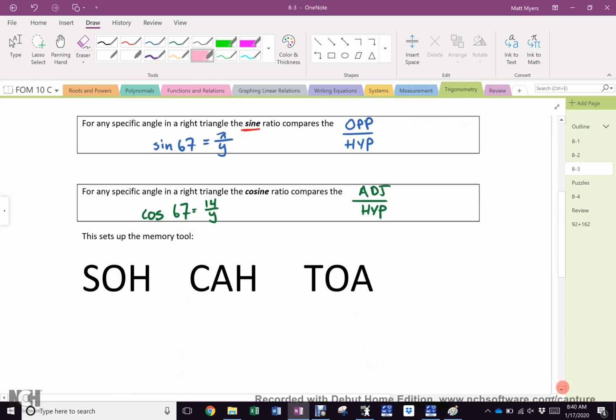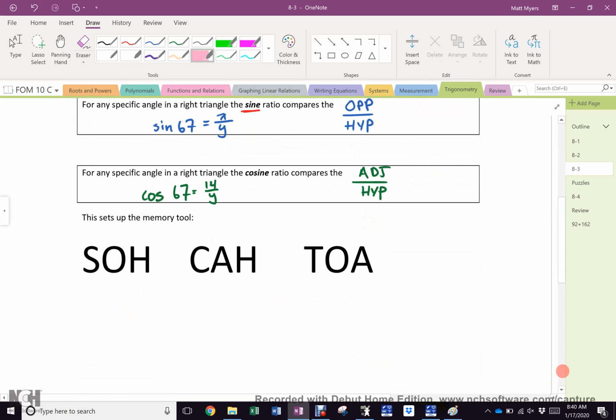All right. Now that sets up this fake word. It's not a real word. It's a fake word to remember this stuff. S stands for sine, which on your calculator is the sin button, and sin is opposite over hypotenuse. C stands for cosine, which on your calculator is cos, adjacent over hypotenuse. And we already have worked with tan, which is opposite over adjacent.